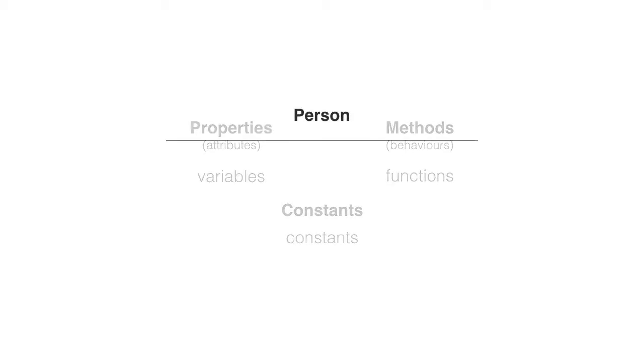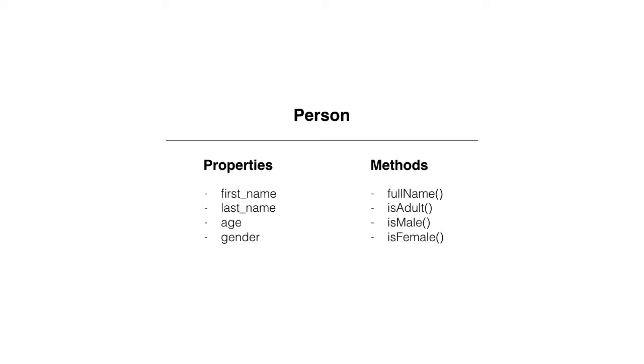From procedural programming, you might think of them as variables and functions. Classes and objects can also contain constants, whose associated values, the same way as ordinary constants, do not change. Let's have a look at a very basic example class called person. The class could have the properties such as first name, last name, age, and gender, and methods such as full name, is adult, is male, is female. Each of its methods could perform some checks before returning the result.